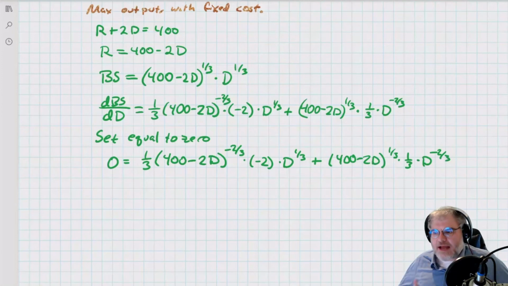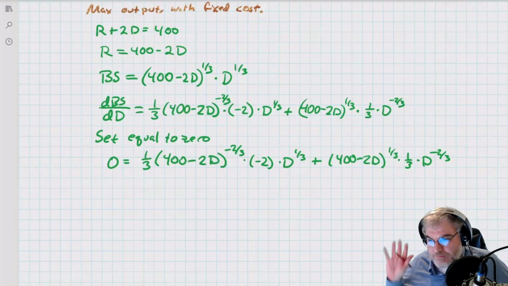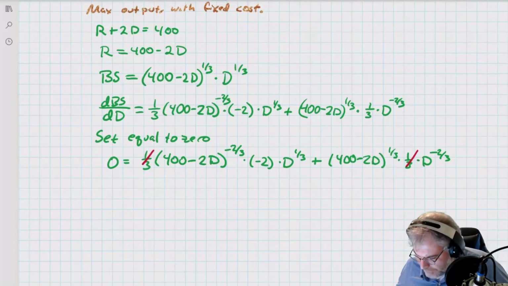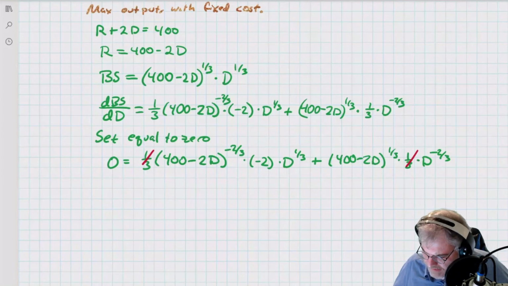Okay, let's stop for a moment. This is ugly. First things, those 1/3. Bye-bye. Let's multiply both sides by 3 and get rid of those 1/3. Goodbye to them. Now, is there anything else that will work out here? So what I'm going to do is move this whole thing over to this side.